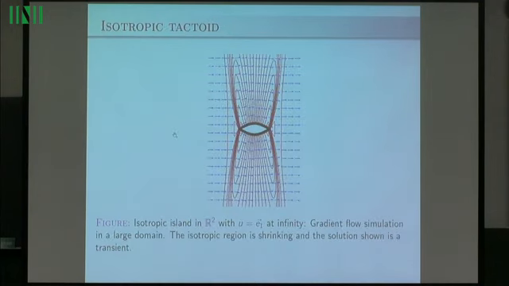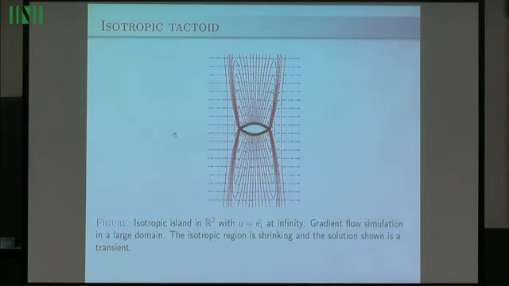And so the last thing, what about the shape of tactoids? So this is a simulation of the gradient flow for the epsilon-level functional.